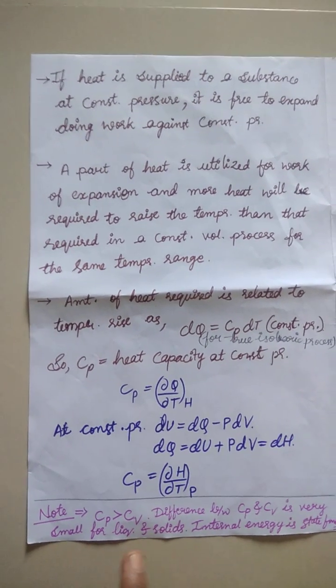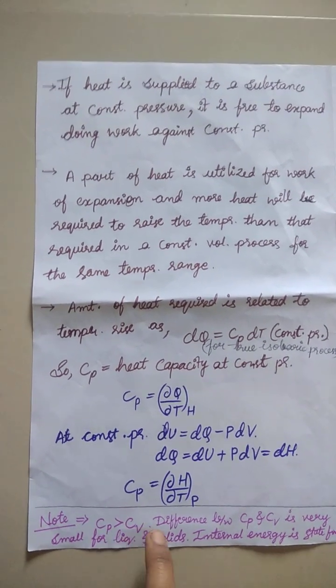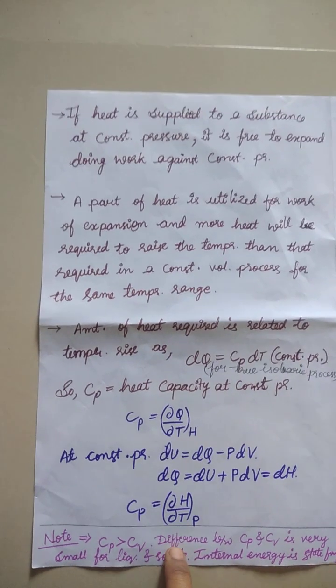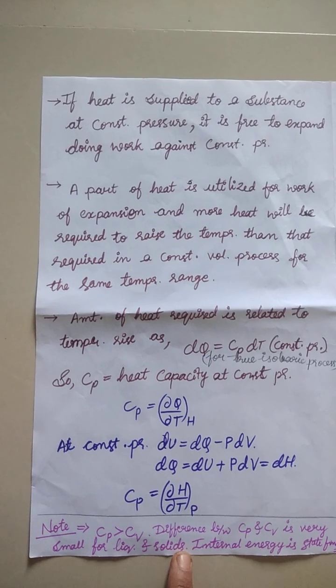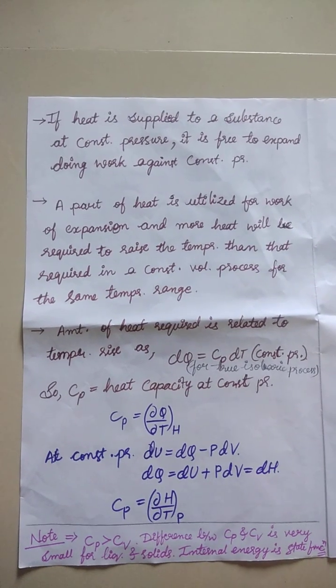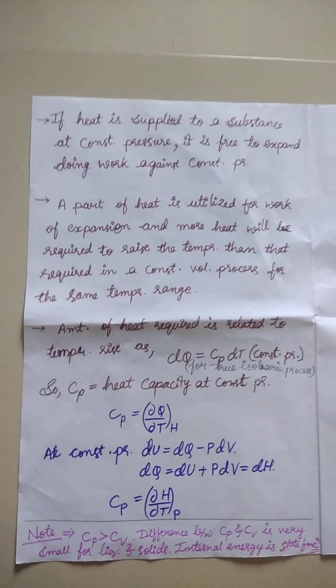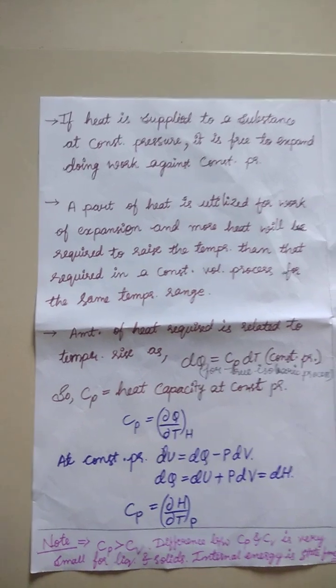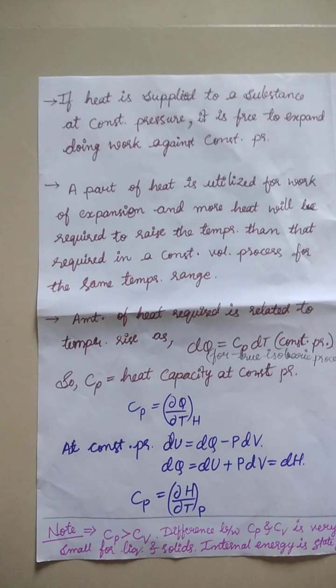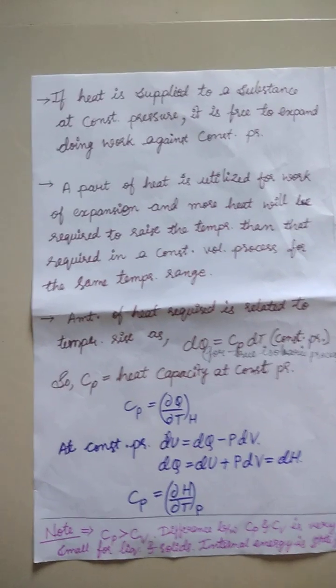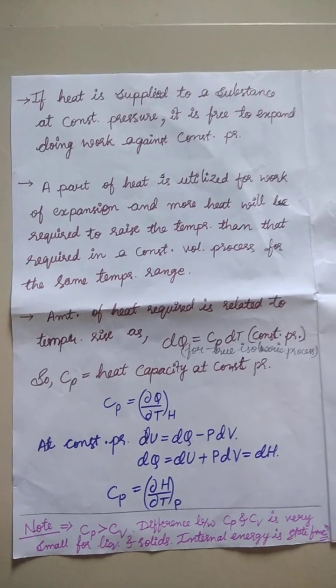Here the note point is that Cp will always be greater than Cv. The difference between Cp and Cv will be very small for liquids and solids. The internal energy is a state function, so it doesn't depend on the path. It depends only on the initial and final temperature, or range, whatever the value may be.